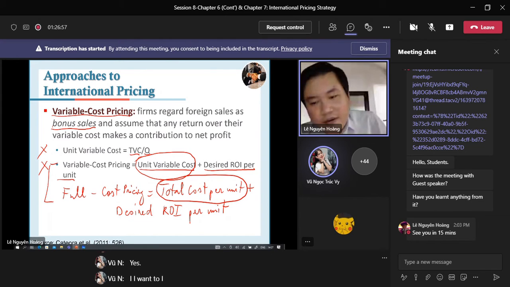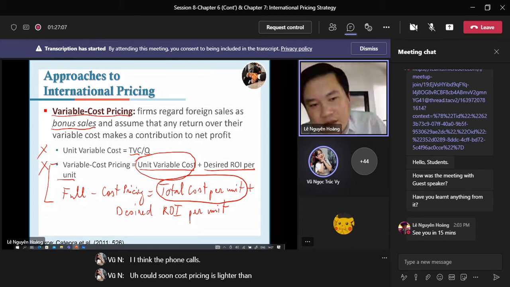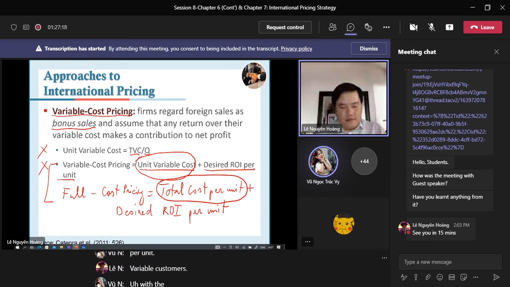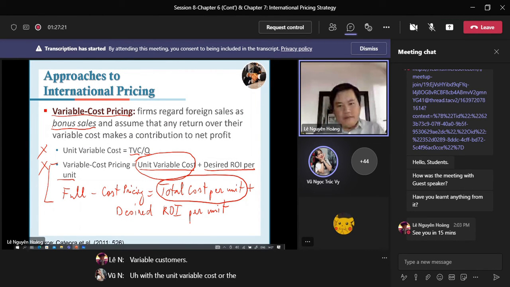I want to answer this question. Yes. I think the full cost pricing is larger than the variable cost pricing because I just compare total cost per unit with the unit variable cost. The total cost per unit is the result of total cost divided by quantity, and total cost is TVC plus TFC, while the unit variable cost is just TVC divided by quantity.